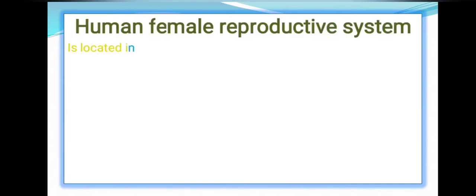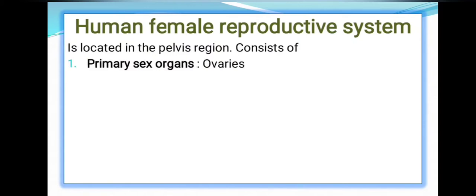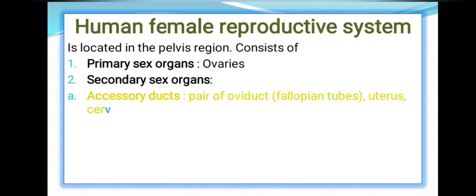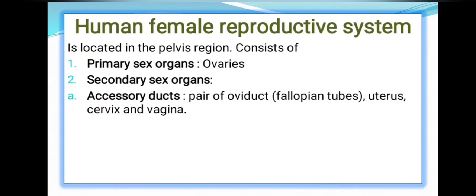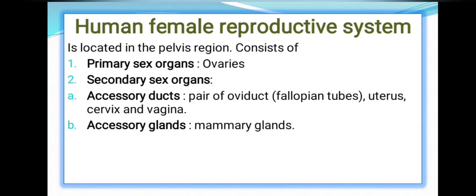Let us study the human female reproductive system parts. First of all, it is located in the pelvis region of the body and consists of primary sex organs that include ovaries, secondary sex organs classified as accessory ducts made up of a pair of oviducts or fallopian tubes, uterus, cervix and vagina. Accessory glands consist of mammary glands and the external genitalia that is called the vulva. So let us study these structures in detail now.